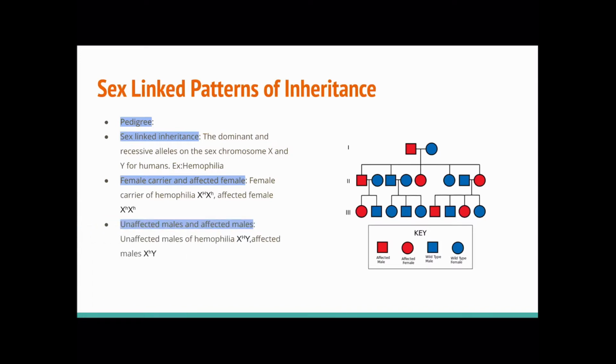Unaffected males and affected males. A healthy male would have a dominant big H allele on the X chromosome. Males cannot be carriers of hemophilia because they only have one X chromosome, and one recessive allele would cause them to become a patient. So an affected male has a small h allele on the X chromosome.